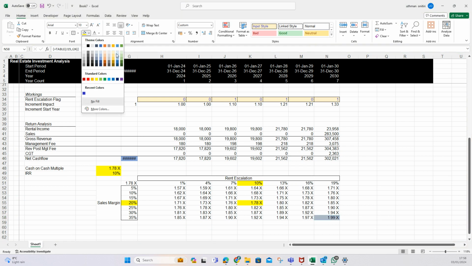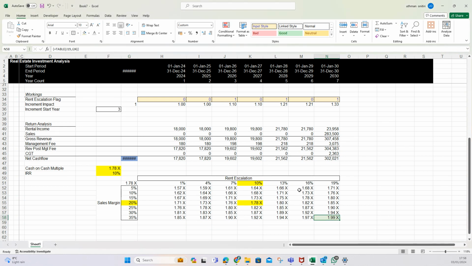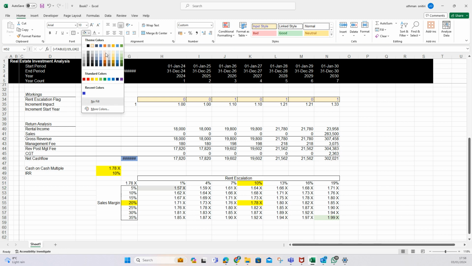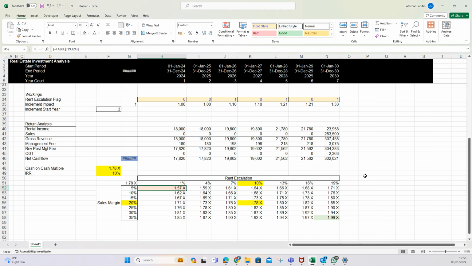Label it green. You could use conditional formatting. We showed that in our earlier video, right? And the point is, of course, where you sell higher in terms of the sales margin and increase your rent by the highest, this is probably going to be the weakest spot, I believe. Yep, and that's the poorest combination of rent escalation and sales margin.